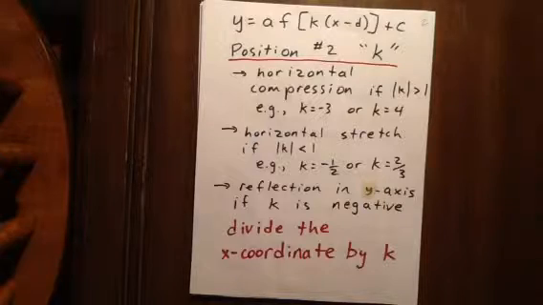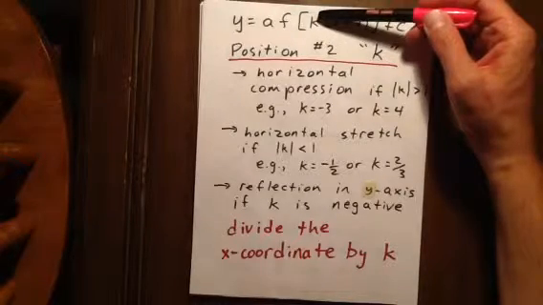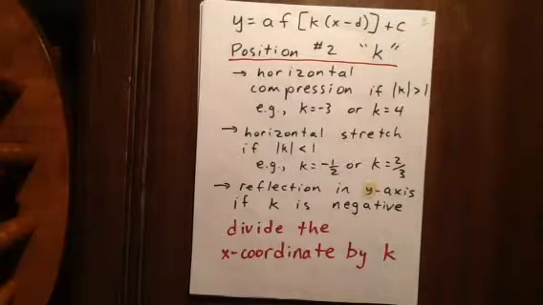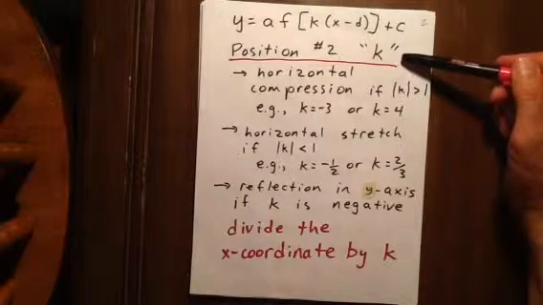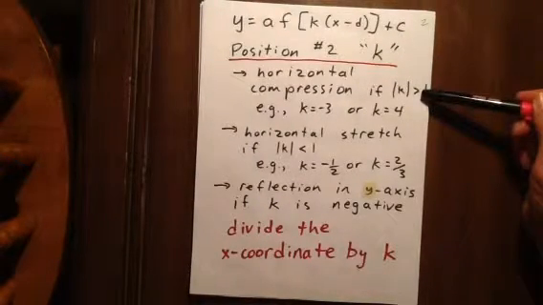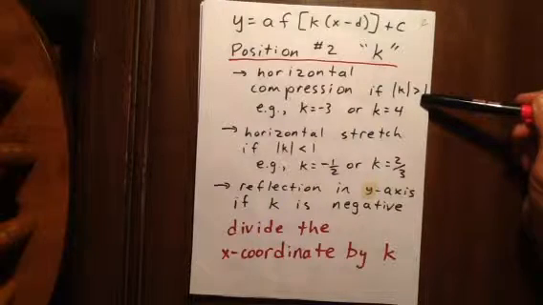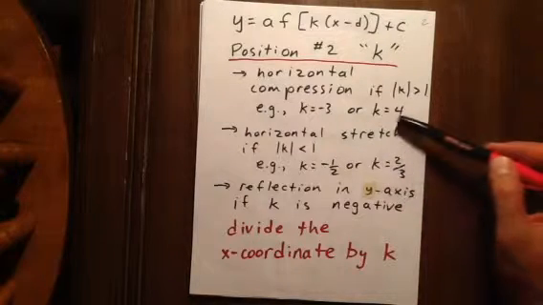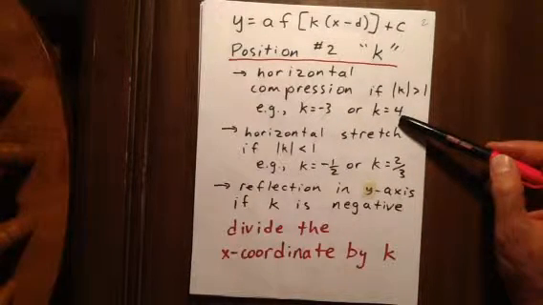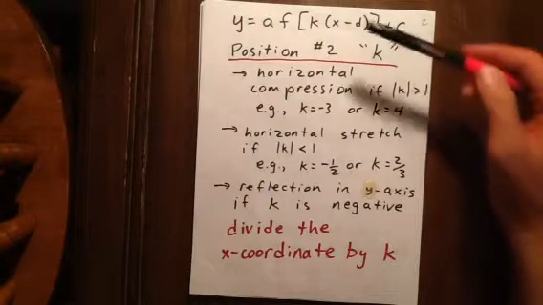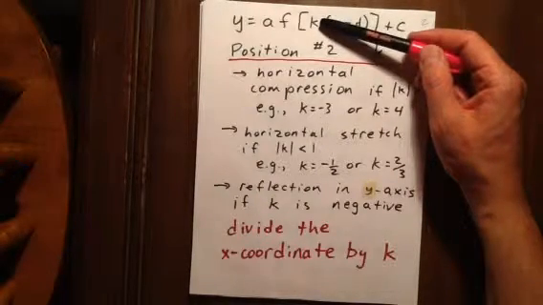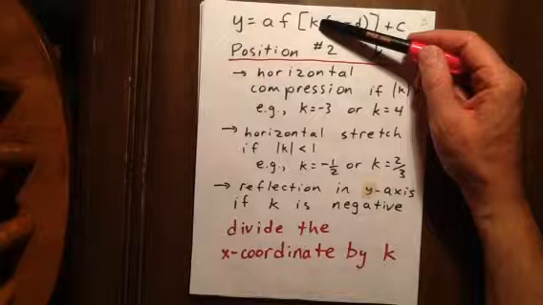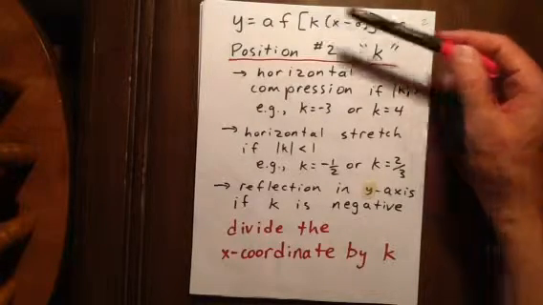Now we can talk about the value in the second position. That's what we call k. Now k is in the argument of the function, or the input of the function, and it's multiplicative. If the magnitude of that number is greater than 1, so for instance if the k value is -3 or 4, we're going to have a horizontal compression. That might be counterintuitive, but the larger this magnitude is, the more compressed horizontally our graph will become.